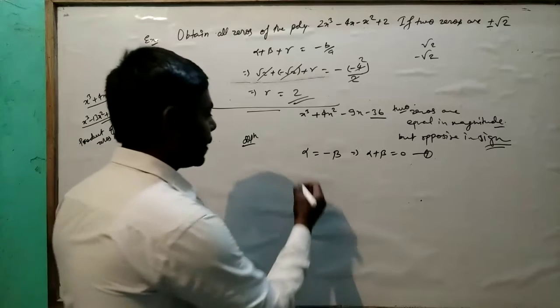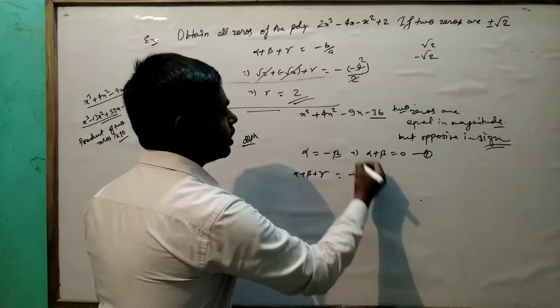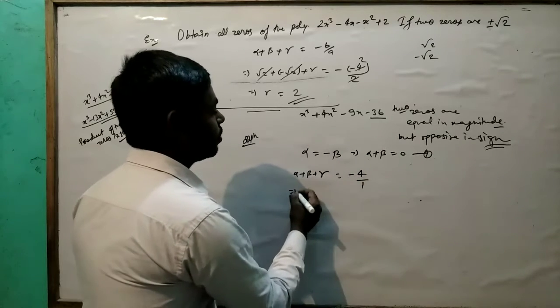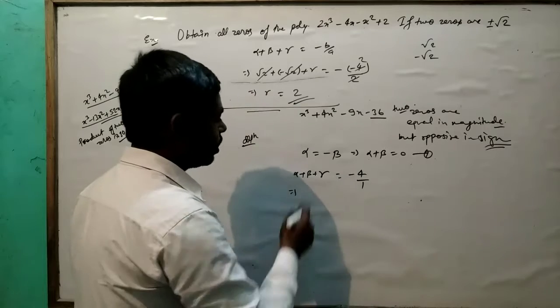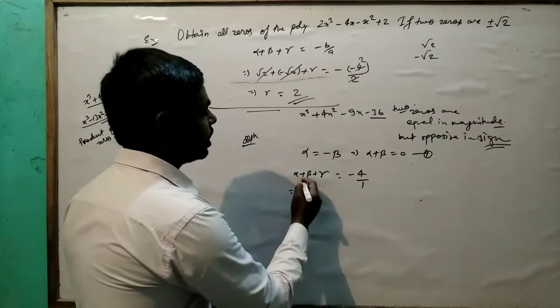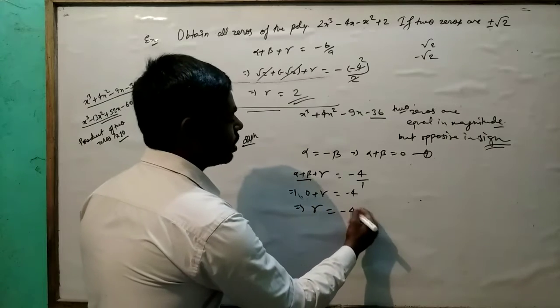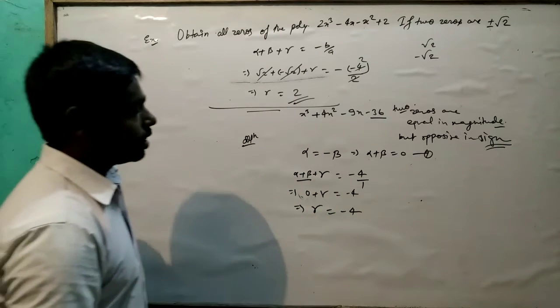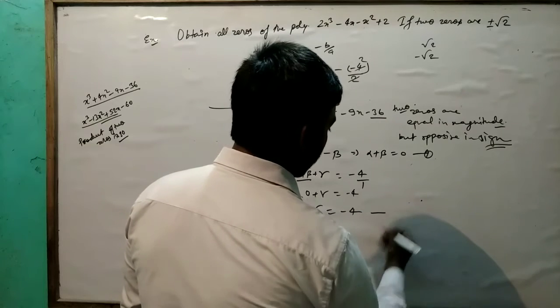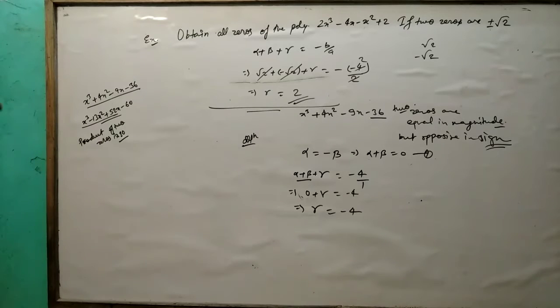Next, we see that alpha plus beta plus gamma is equal to minus b by a, that is minus 4 by 1. Since alpha is equal to minus beta, alpha plus beta is equal to 0, so gamma is equal to minus 4. That is our first zero.